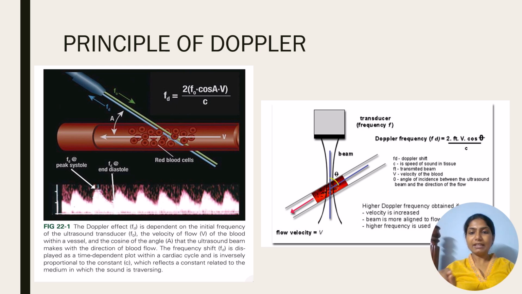It is given as: the Doppler frequency is 2 into the transmitted frequency into V. What is V? It's the velocity of blood flow, into cos theta. What is this theta? It is the angle of incidence between the ultrasound beam and the direction of flow, and it is divided by C, that is the speed of sound in tissue, which is around 1540 meters per second. So this computes to the Doppler equation.